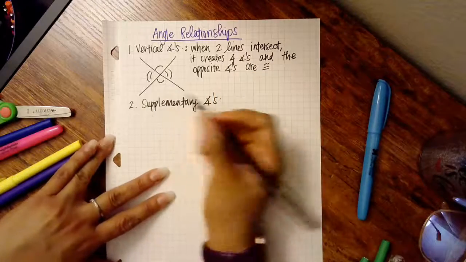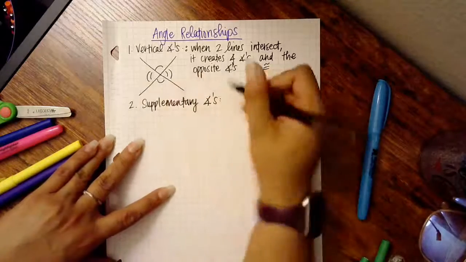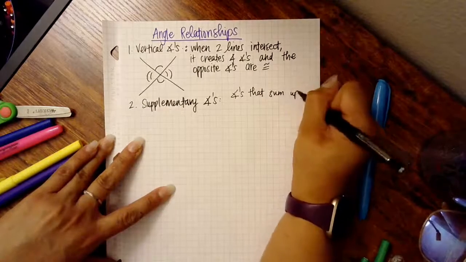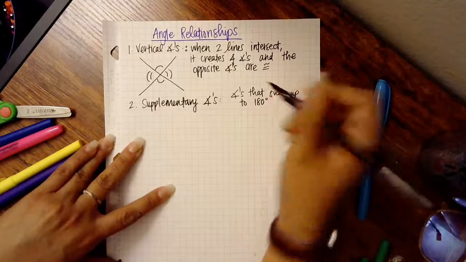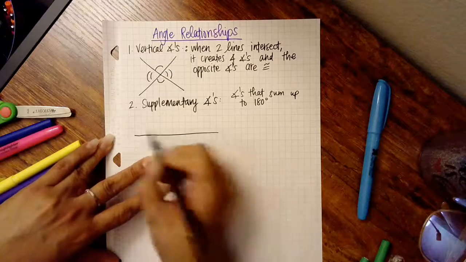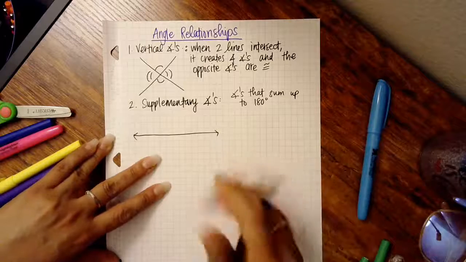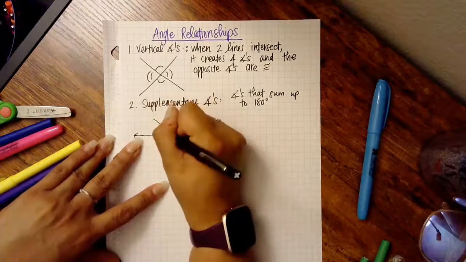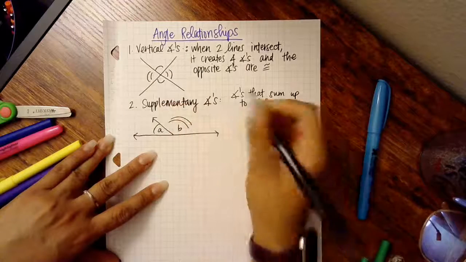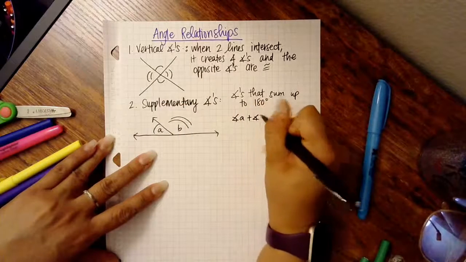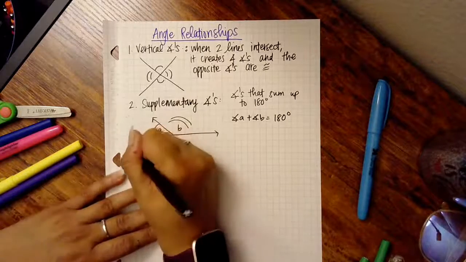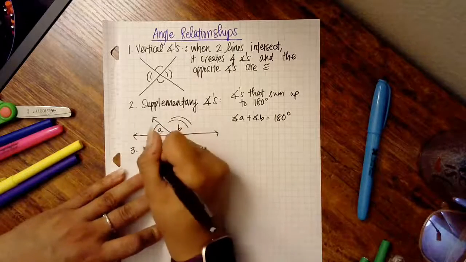The next thing I'm going to talk about is supplementary angles. Supplementary angles are angles that sum up to 180 degrees. So this can be angles that add up to 180 degrees, or angles that compose a straight angle. So let's say I have an angle here and an angle here. This angle and this angle are supplementary because they create that 180 degree straight angle. Cool?